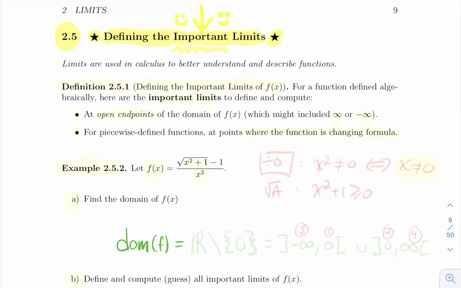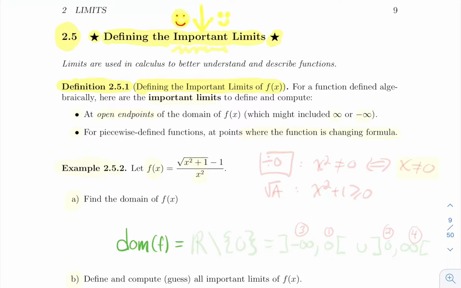The first thing you do when you study a function is you compute the domain. But then when you have a point where the function is undefined, or if the function is defined for any large number or any large negative number, how do you understand the behavior of a function around a point outside of the domain, or for very large inputs, positive or negative? So the next definition is really to me an important one, defining important limits for a function.